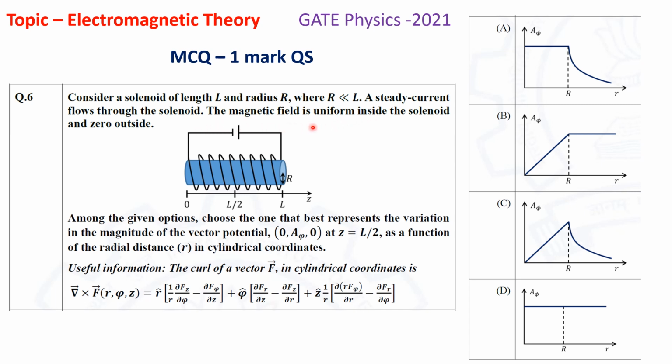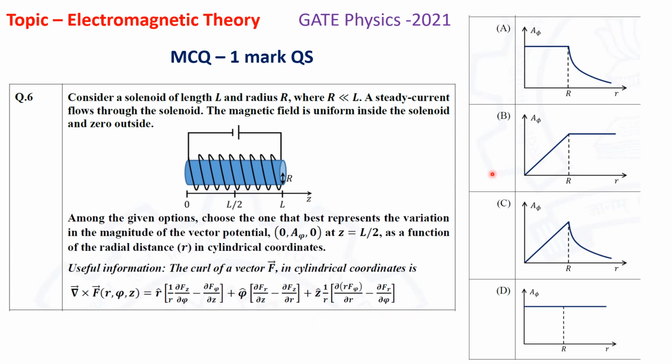The magnetic field is uniform inside the solenoid and zero outside. So this is the schematic we are given. Among the given options, choose the one that best represents the variation in the magnitude of the vector potential, the three components 0, phi, 0, at z equals L by 2 as a function of radial distance small r in the cylindrical coordinates. We are also given a useful piece of information, that is the curl of a vector in the cylindrical coordinates.